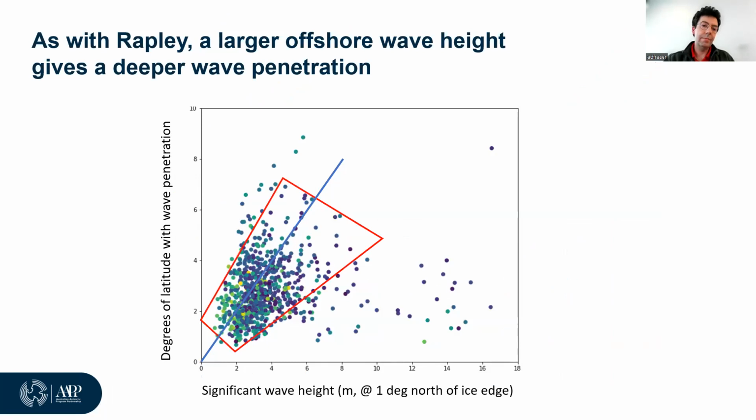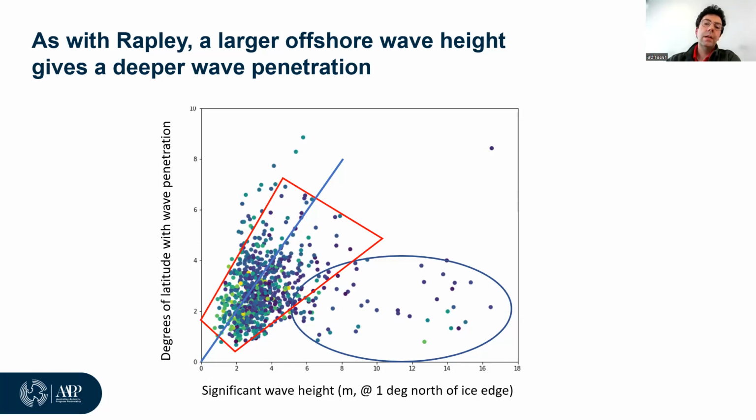I'm not too worried about these points here on the right. So these are points where we have experiments that don't necessarily correspond with increased wave penetration. This is okay because we haven't taken wave direction or swell direction into account here. Northward or eastward propagating waves would not really penetrate into the sea ice.